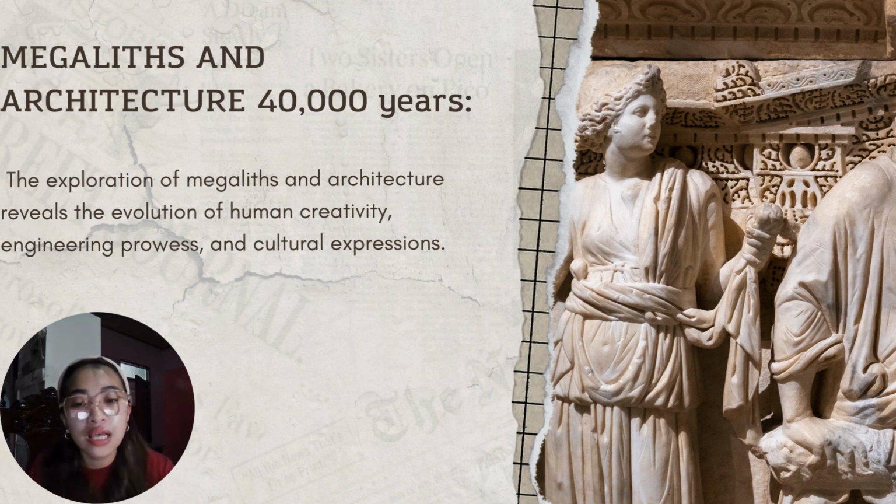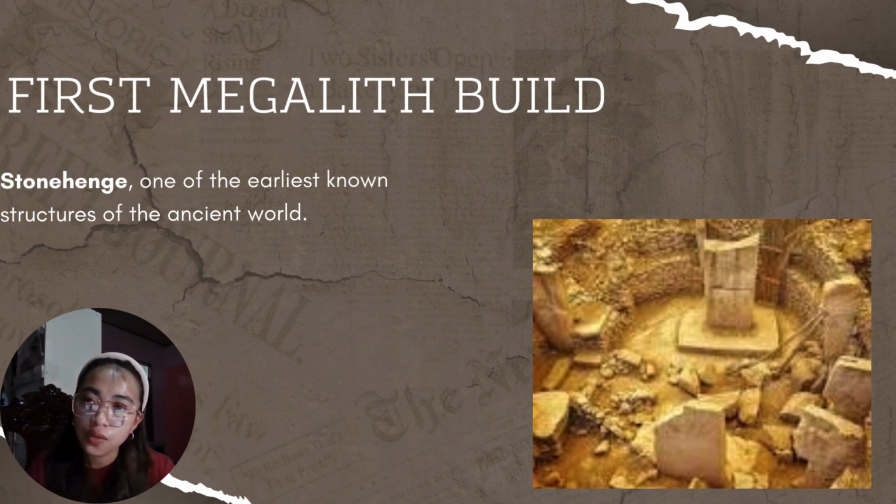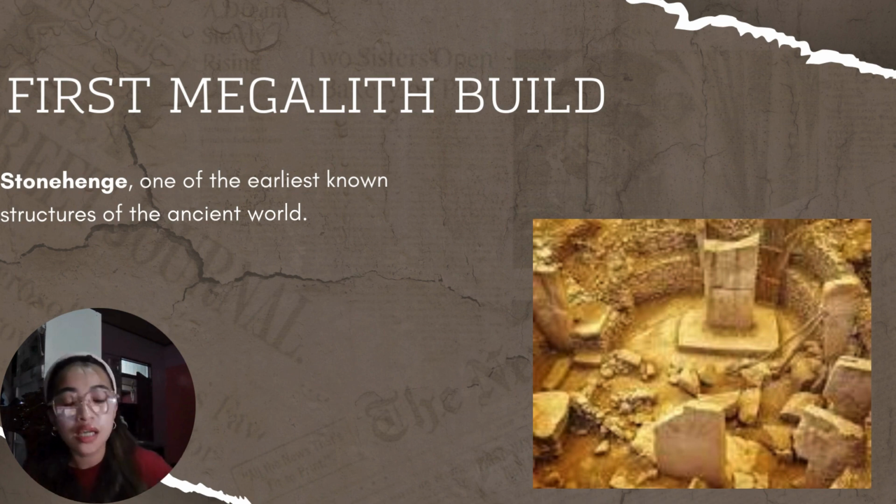Even their beliefs. The first megalith built, Stonehenge, is one of the earliest known structures of the ancient world. It was built 6,500 years ago. Göbekli Tepe, discovered in the 1990s in a remote part of present-day Turkey, is even older. This massive megalith is around 11,000 years old, the oldest known significant site created by humans.